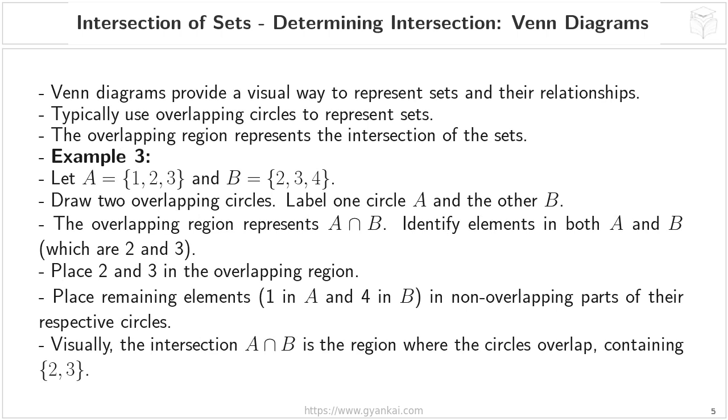Visually, you can now clearly see that the intersection of A and B, that is, A intersection B, is the region where the circles overlap, and it contains the elements 2 and 3. So, A intersection B is equal to the set containing 2 and 3. This is a really useful way to visualize intersections, especially when dealing with more complex sets. In the next slide, we'll see how this concept extends to even more than 2 sets, but this diagram will help us keep things clear.